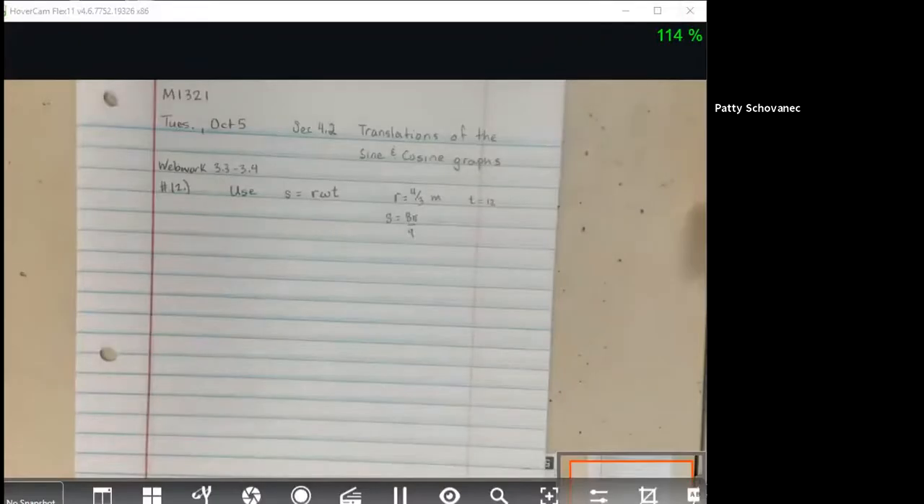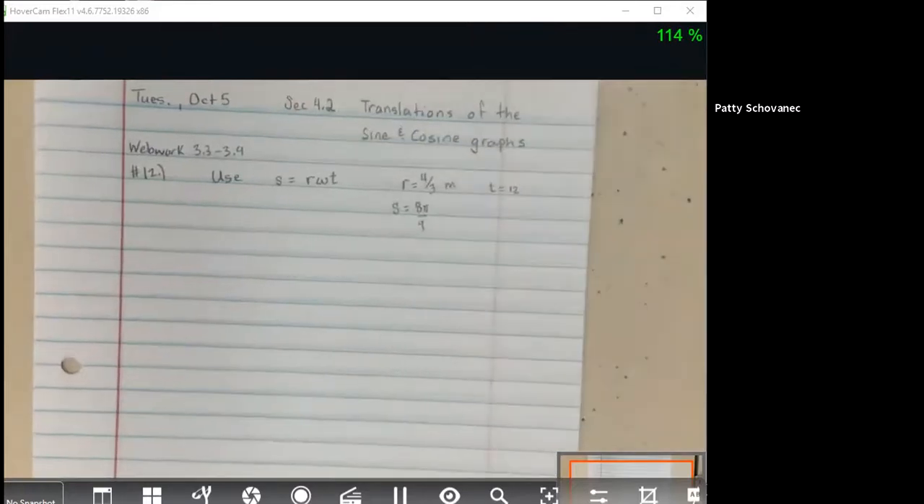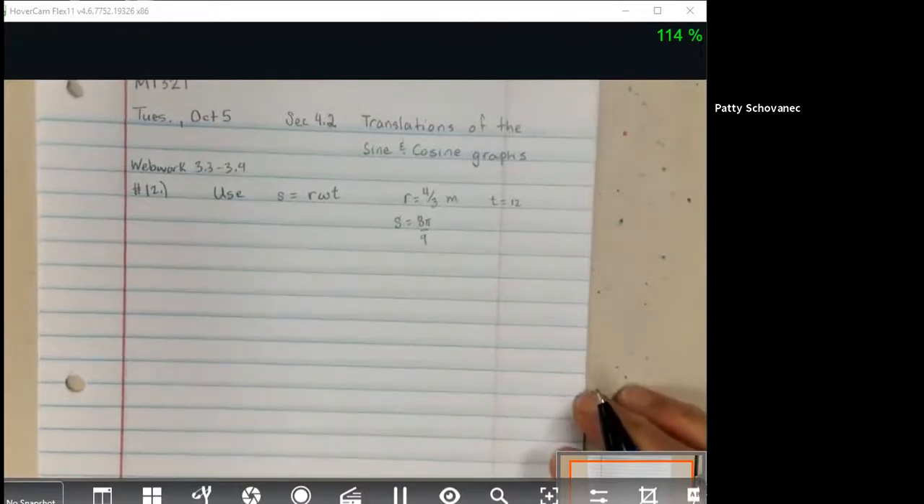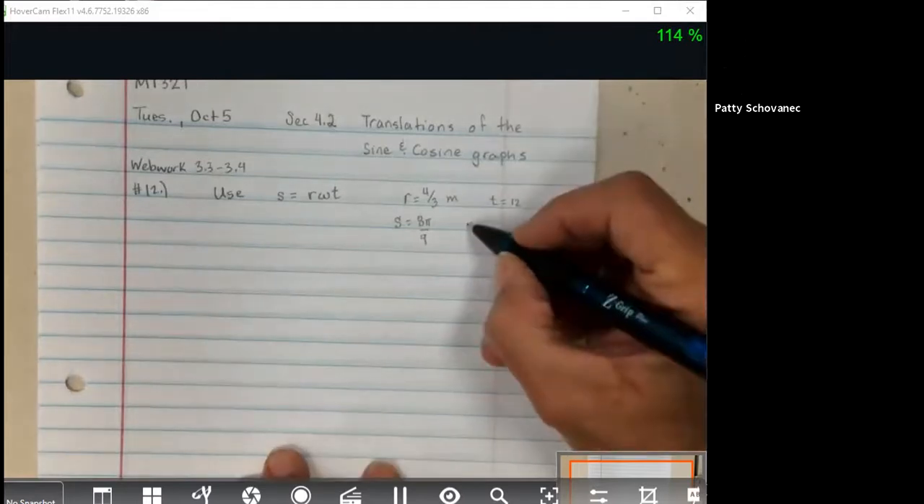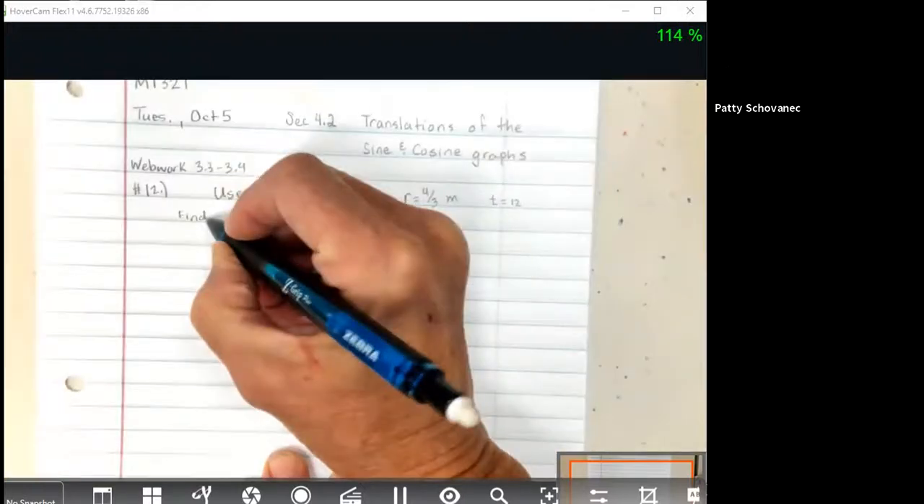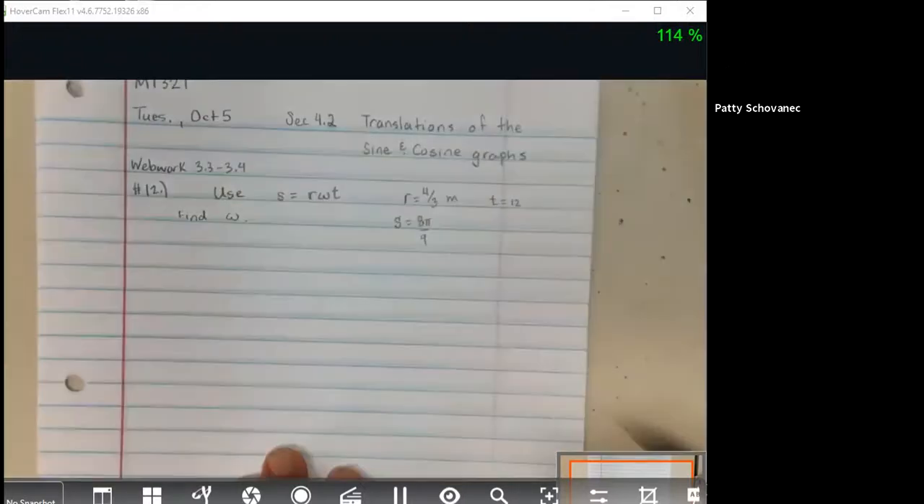Okay, so I've been asked to work this WebWork problem, given this formula. We are asked to find omega, since that's the only thing that we haven't been given, where omega is called the angular velocity or the angular speed.